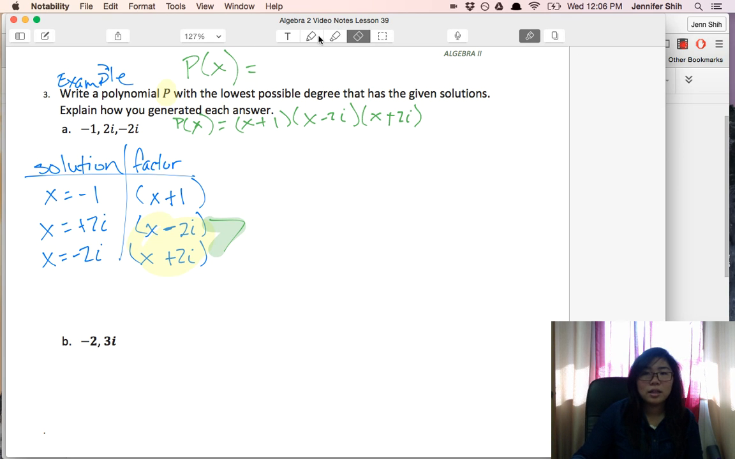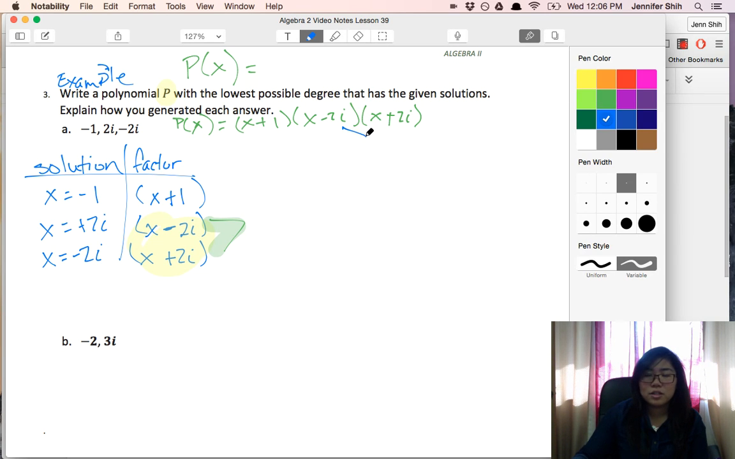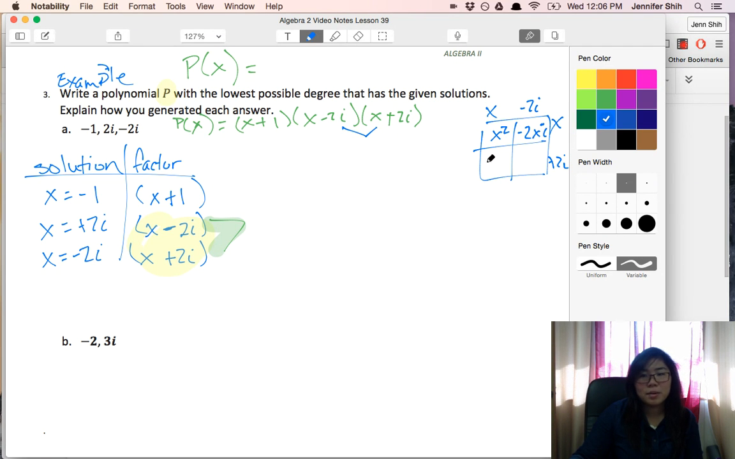All right, let's multiply these two together first. I'm going to use a box method. On my scratch side, I have x minus 2i and I have x plus 2i. X times x is x squared. Negative 2i times x is negative 2xi. And then 2i times x is positive 2xi. And then negative 2i times positive 2i is negative 4i squared.